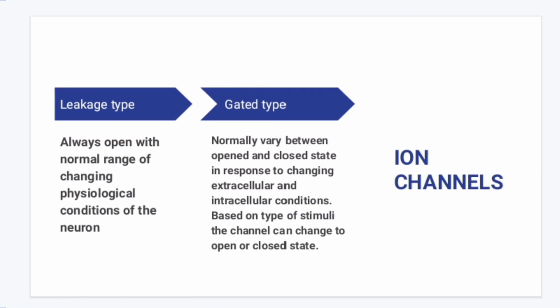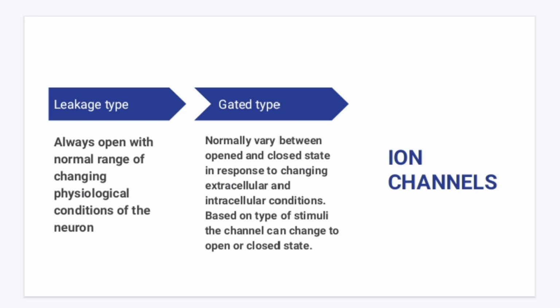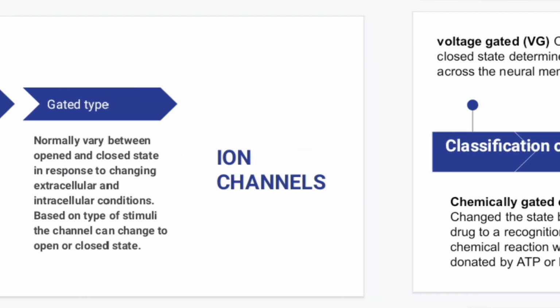equilibrium potential. Coming to the types of ion channels in the membrane, there are two types, mainly the leakage type and the gated type. In the leakage type, they are always open within the normal range of change in physiological conditions of a neuron, while gated channels vary between open and closed states in response to changing extracellular and intracellular conditions, that is, based on stimuli. The stimulus is based on what? The cations and anions movement. Okay, those are the two types of channels, the leakage type and the gated type.